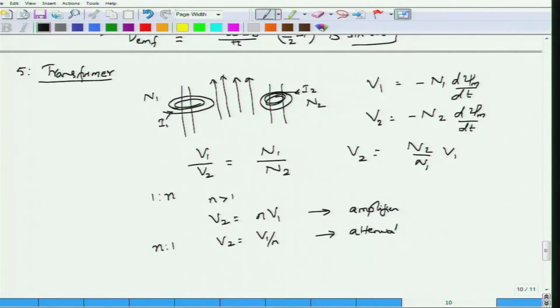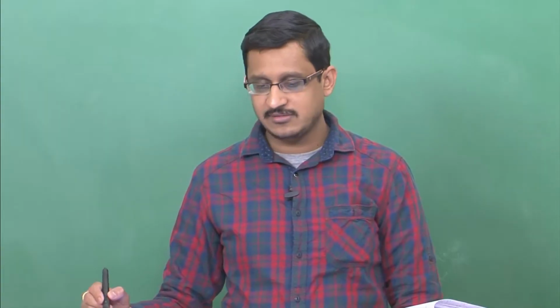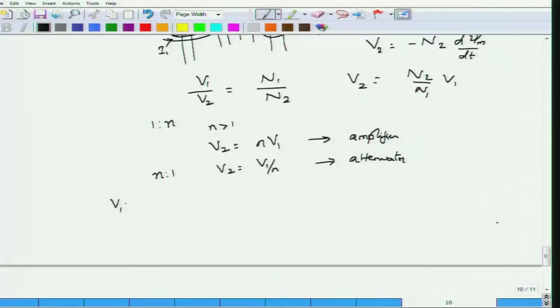A real transformer has a lot of complexity. It has surface currents and it has mutual inductance. We are neglecting all these effects. Okay. For a lossless transformer, however, the total power must be conserved. V1 I1 must be equal to V2 I2. This also gives you a result in terms of I2 by I1. Okay. I2 by I1 will be equal to V1 by V2, which is equal to N1 by N2.